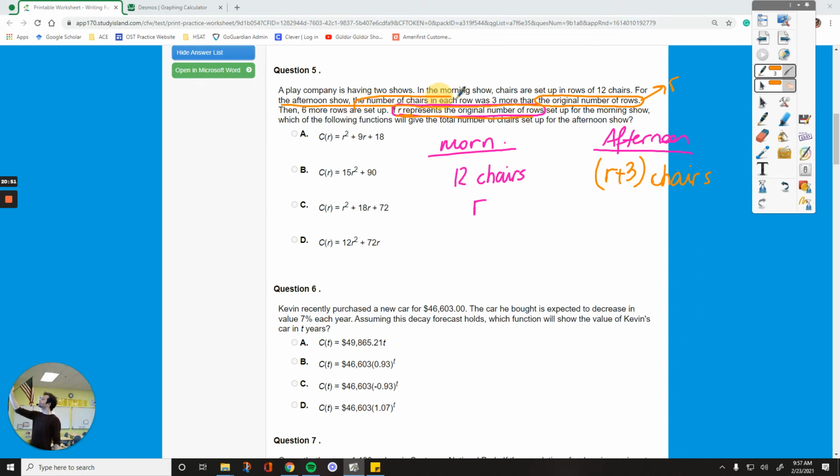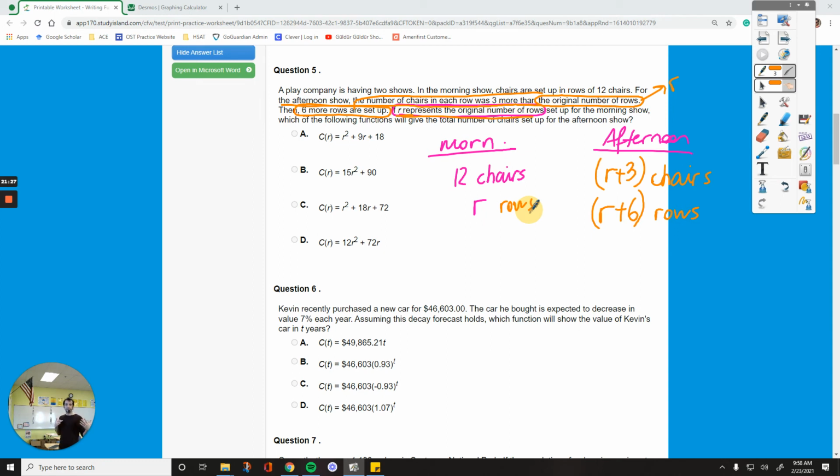Okay, the number of chairs in the afternoon show is R plus 3. Now, how many rows are in the afternoon show? For the afternoon show, 6 more rows are set up, 6 more rows than R. So we need 6 more than R. This is the number of rows. That was the number of rows as well for the morning show. Now, let's see the question. Which of the following functions will give the total number of chairs set up for the afternoon show?